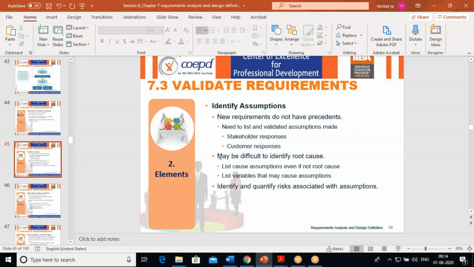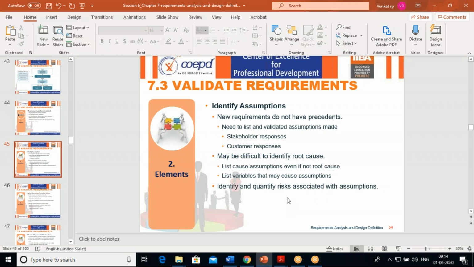Sometimes it is very difficult to identify the root cause of a particular thing, like why it is happening. In such cases, we have to list cause assumptions even if there is no known cause. And the second one is we list the variables that may cause these assumptions. That way, we will start looking into things. If the direct root cause is not possible, then we'll start looking into other options for understanding the problem area.